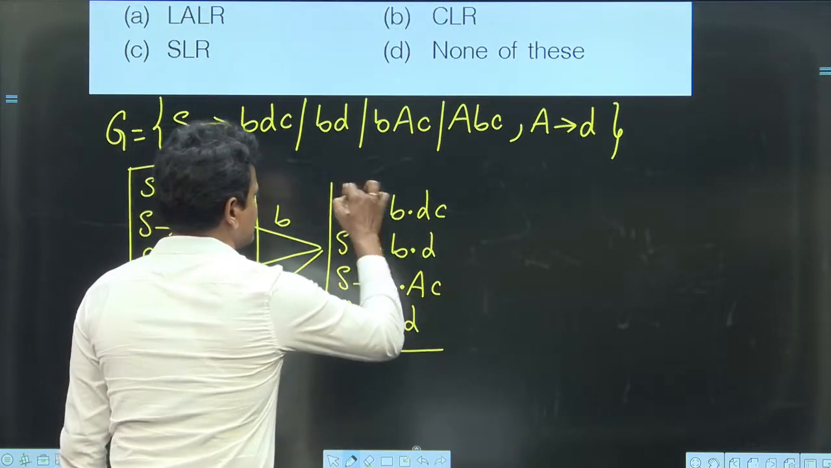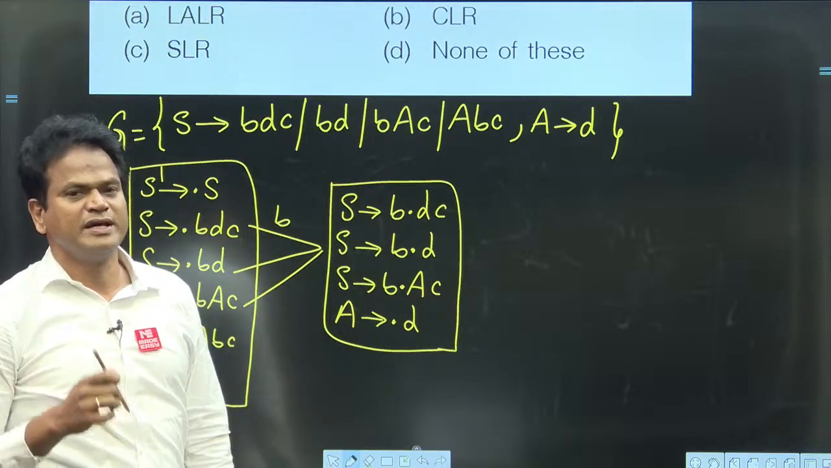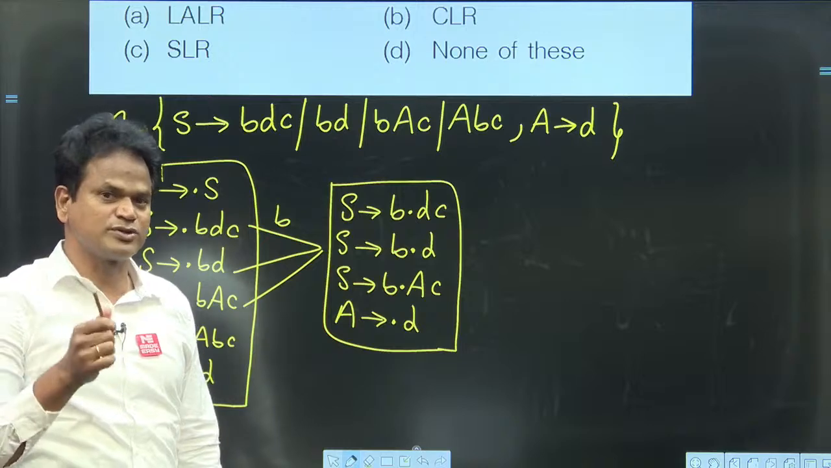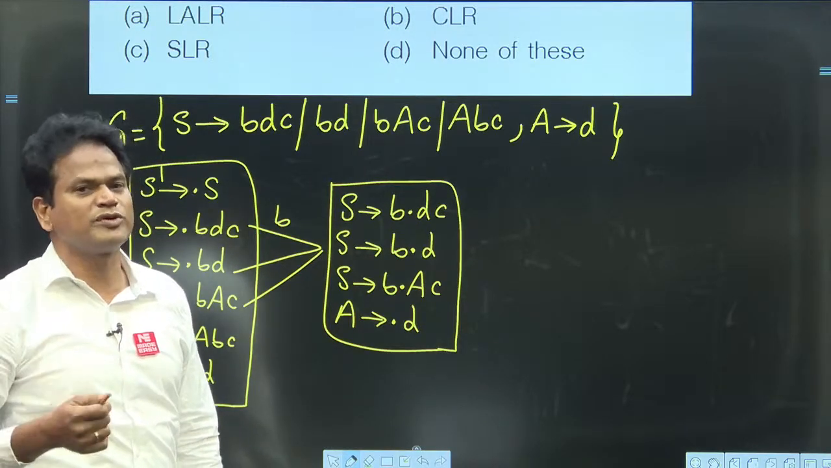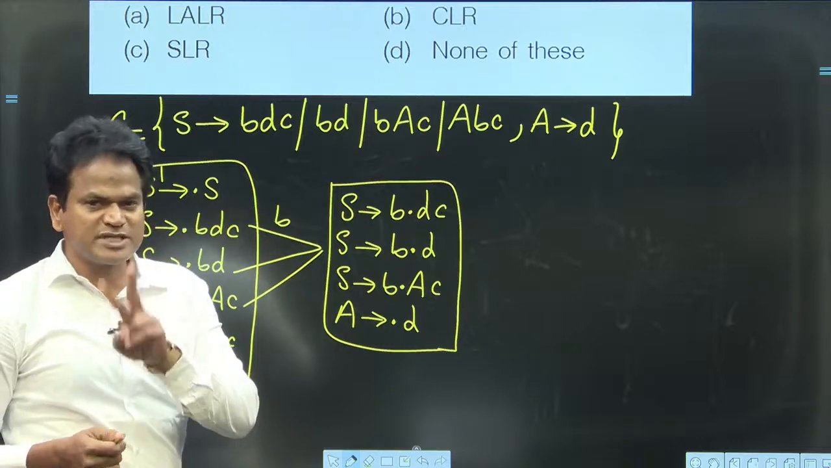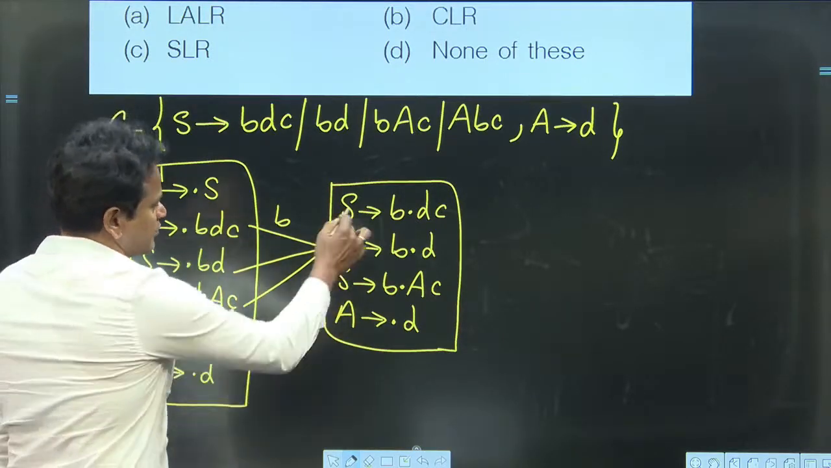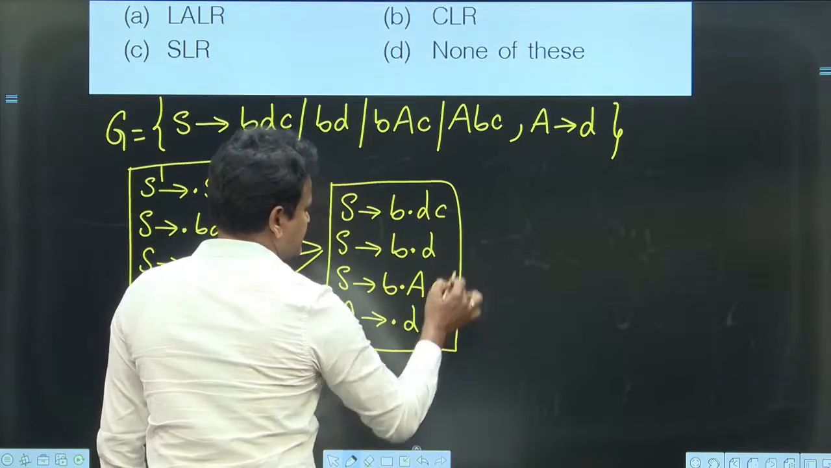So close this. Now to get any conflict, we must have a minimum of 2 items. One is a final item in which the dot is at the end, and the other is either a shift symbol terminal or another final item. So here there is no final item, then we will go for this. On A it is single, on D.